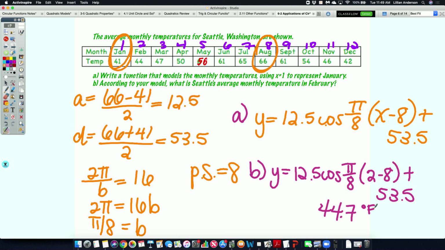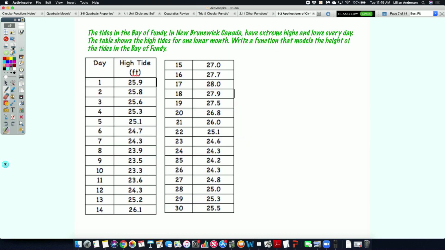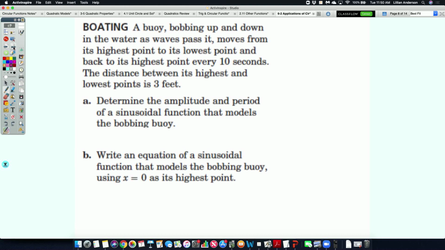I'm going to leave that next data one for you guys to do for your homework, okay? It's talking about high tide, and you have to just write a function to represent the heights of the high tide, okay? But let's get to ones that aren't data-based.